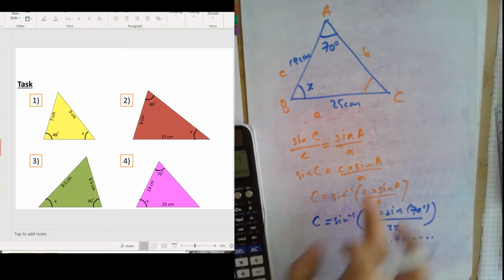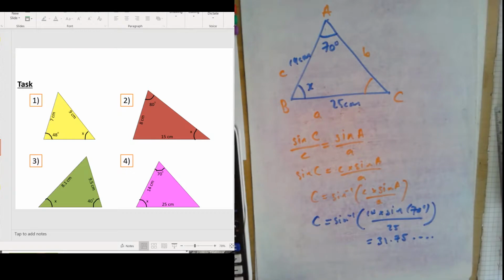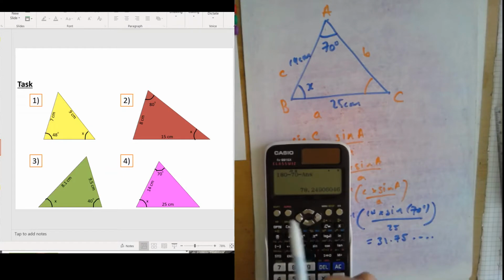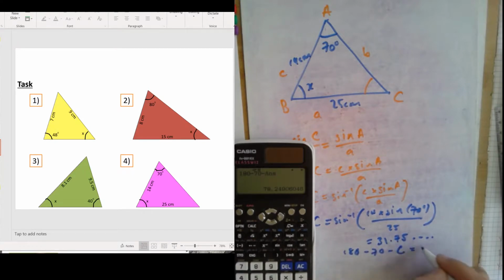So what I now need to do, if I know this one is 31.75, I'll do 180, take away 70, take away the answer. So I've got 180, take away 70, take away C, would then leave me with 78.249... Okay, I am going to say, because x equals this, x is equal to 3 significant figures again, so 78.3 degrees to 3 significant figures.